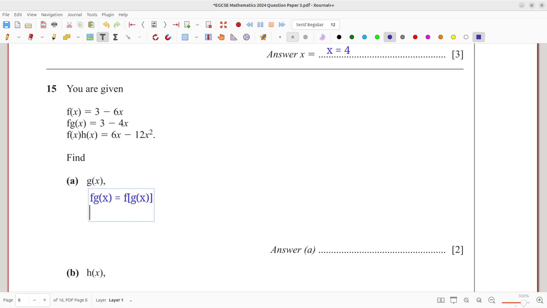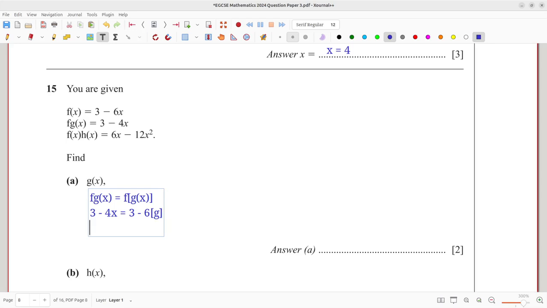And then what was your f? g of x, that's 3 minus 4x. This is equals to, write the function f of x as it is, 3 minus 6x, but then instead of x put your g, and then solve for g.